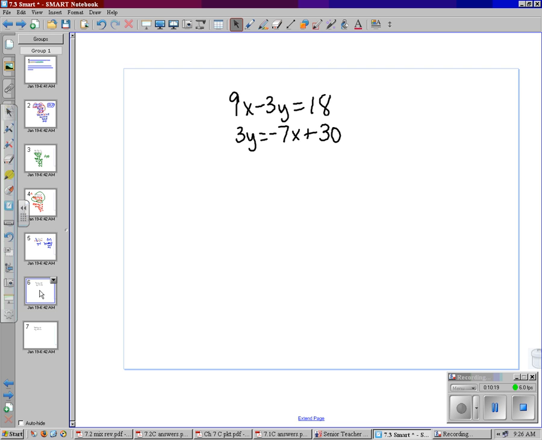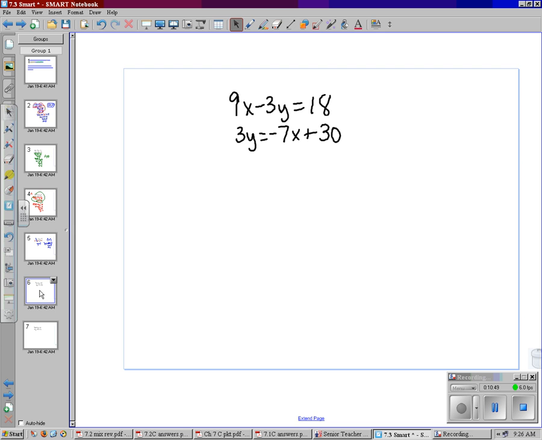9x minus 3y equals 18, and 3y equals negative 7x plus 30. Take a look at that system and tell me if you have any issue with that system. What do you say, Samantha? They're not all lined up. What do you mean they're not all lined up? Sorry, you said that the equal sign and all the constants and variables have to be lined up. They're not. Okay, that's right.